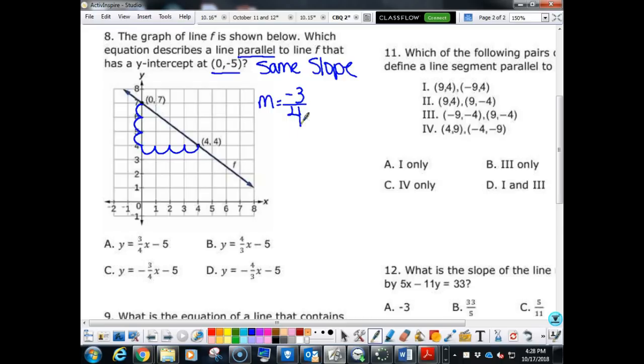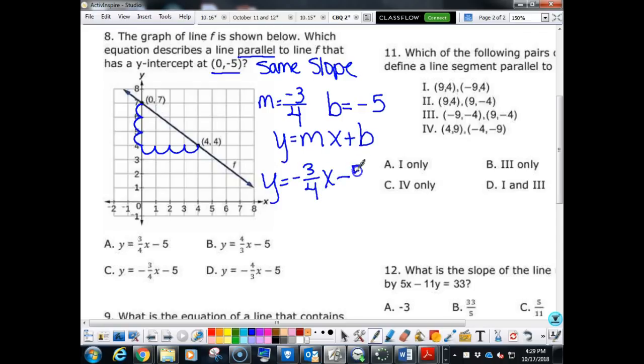So already that's my slope, and then they tell me the y-intercept is negative 5. If you remember, b is your y-intercept, and so that is negative 5. So if you plug it into y equals mx plus b, your equation would look like this. Y equals negative 3 over 4 x minus 5. And that one, that's not right, that's not right, that's not right. C would be the correct answer.